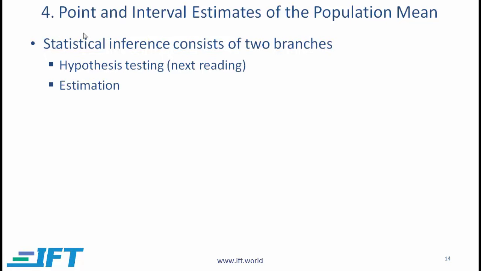Moving now to section 4, point and interval estimates of the population mean. Statistical inference consists of two branches, hypothesis testing, which we'll cover in the next reading, and estimation, which we will talk about here.